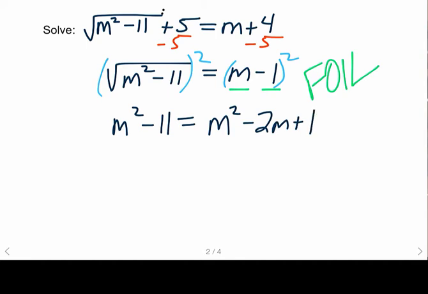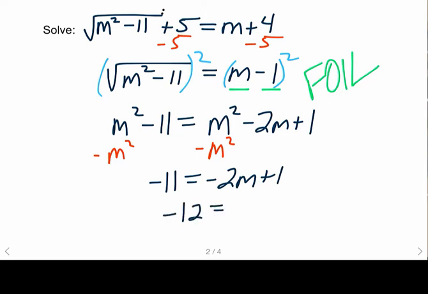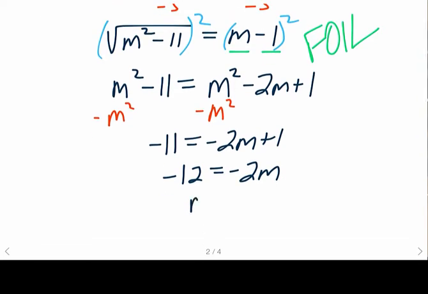And oh, lucky us, when we subtract m squared from both sides, they drop out completely. And we have negative 11 is equal to negative 2m plus 1. Now I'll subtract 1 from both sides to get negative 12 is equal to negative 2m, and divide both sides by negative 2 to end up with m is equal to 6.